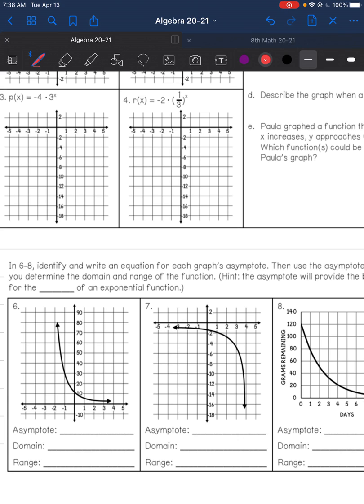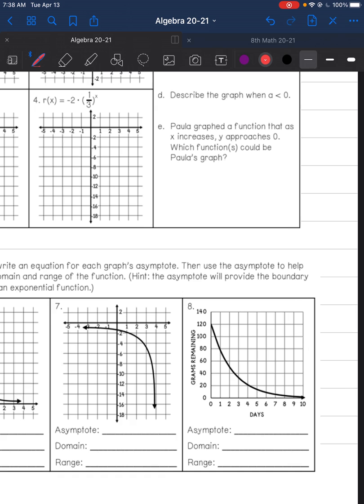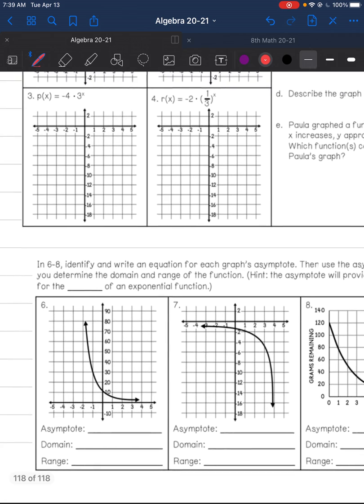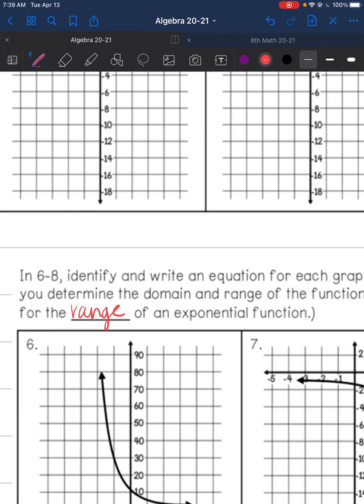So domain and range. And part of it includes our asymptote. So in 6 through 8, identify and write an equation for each graph's asymptote. Then use the asymptote to help you determine the domain and range of the function. Hence, the asymptote will provide the boundary for the range of the exponential function, meaning at one point it's either the top, its maximum value, or its minimum value.